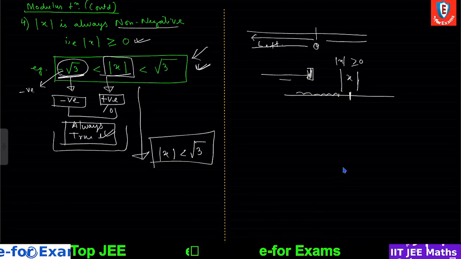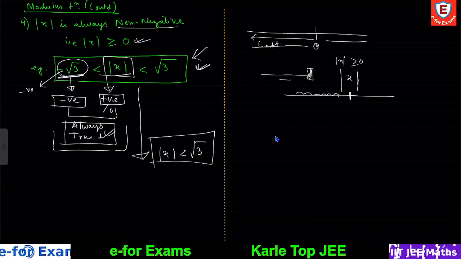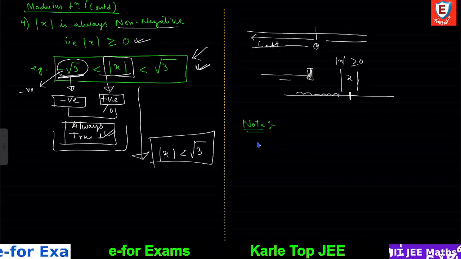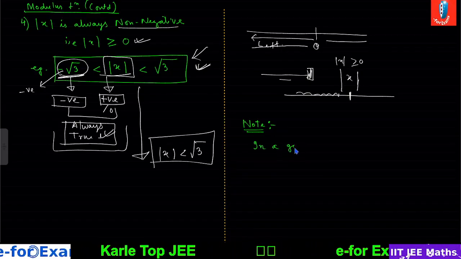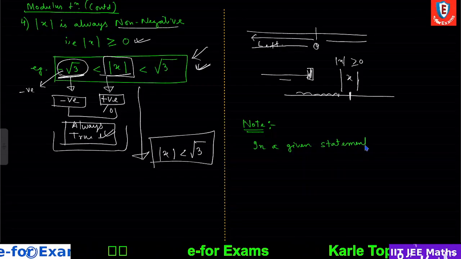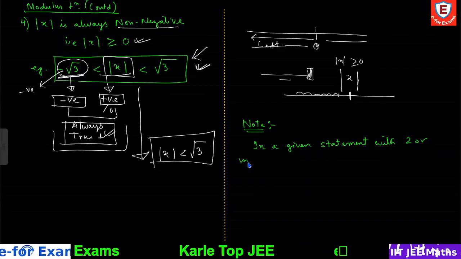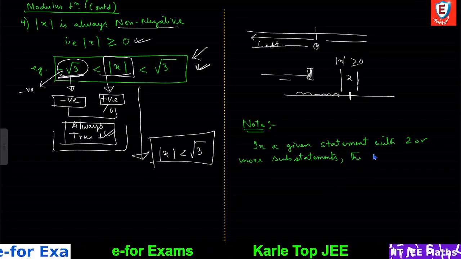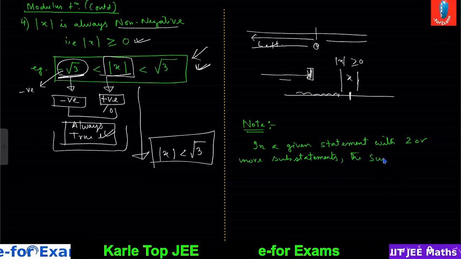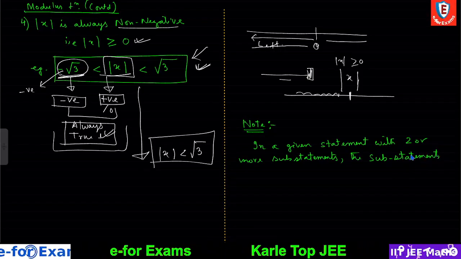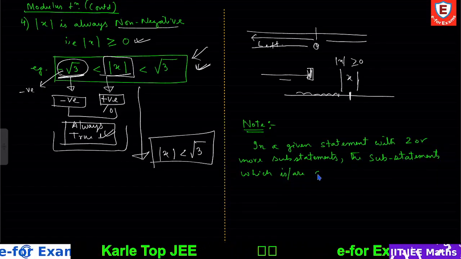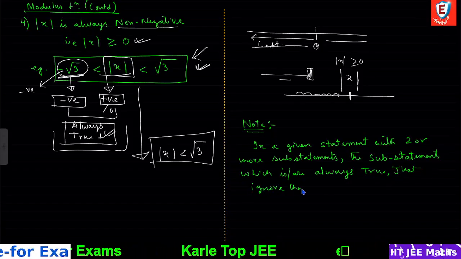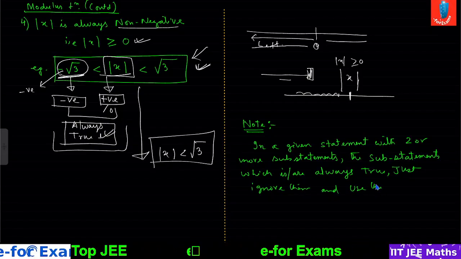You can write this down. Note: in a given statement with two or more substatements, the substatement which is or are always true, just ignore them and use the remaining statement to solve the question.